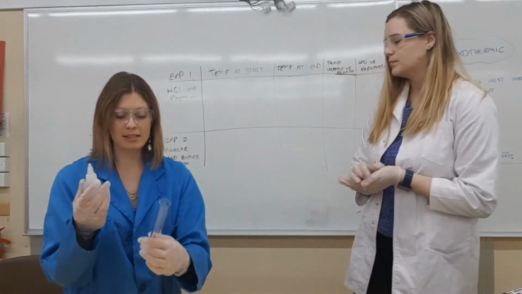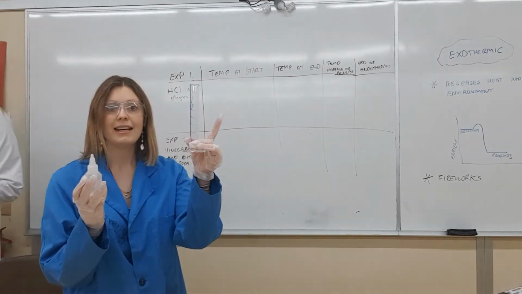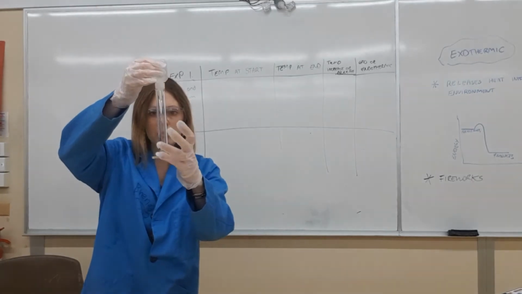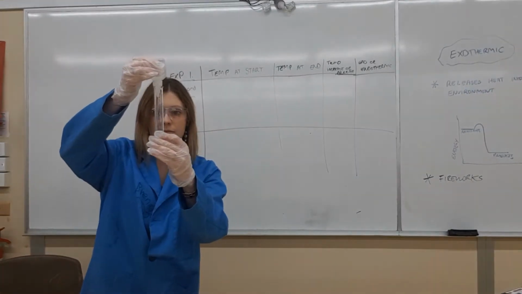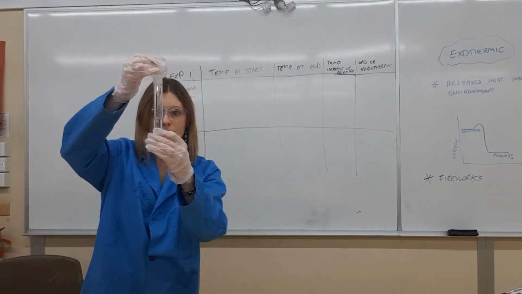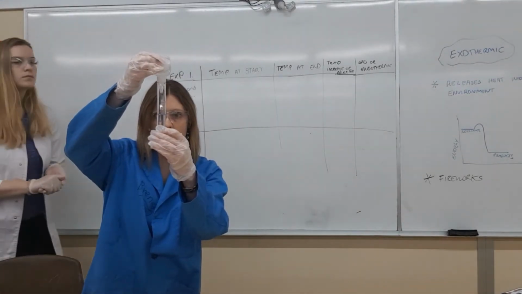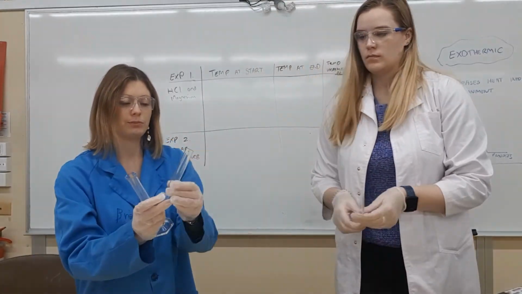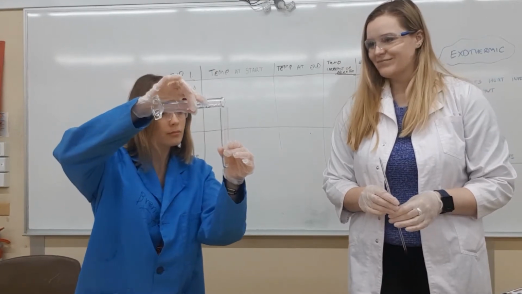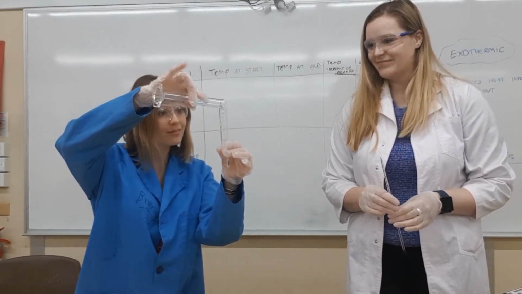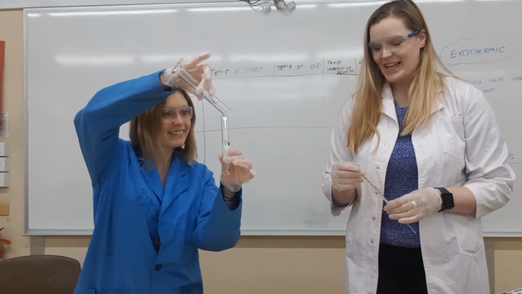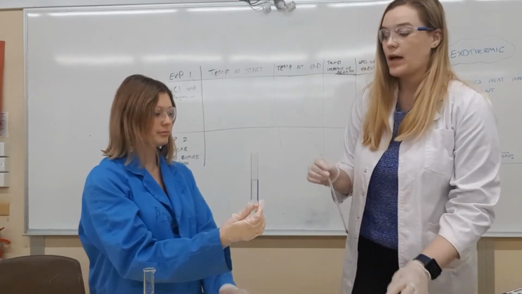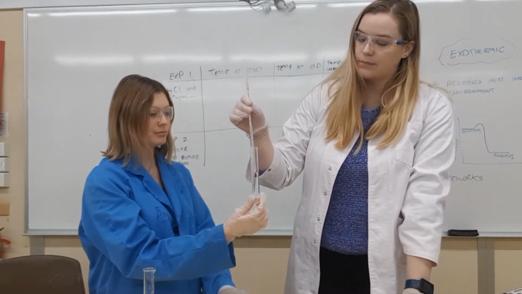So we need to put 20 mils of hydrochloric acid into a test tube. So I've got my measuring cylinder. I am going to pop 20 mils of hydrochloric acid in. All right, so 20 mils of hydrochloric acid is going to go into our test tube. Alright, so now what we're going to do is that we are going to measure the temperature of our hydrochloric acid before the reaction.